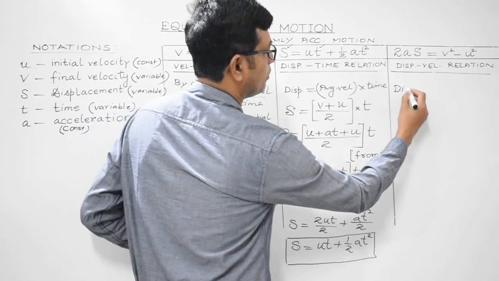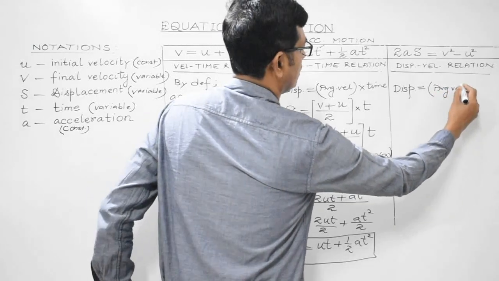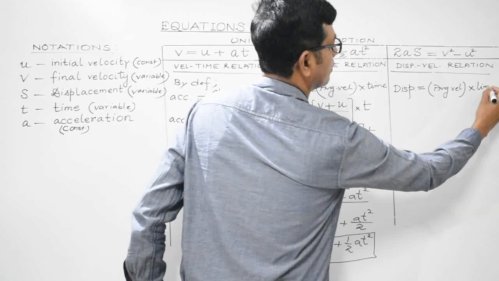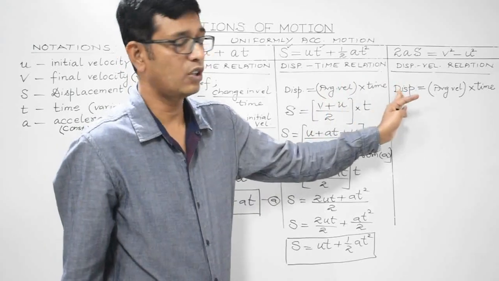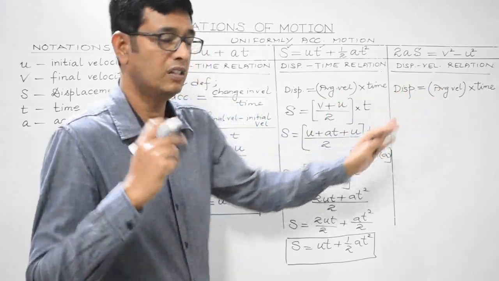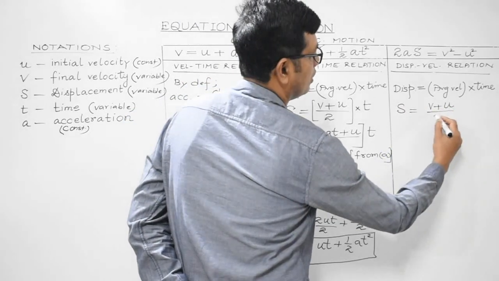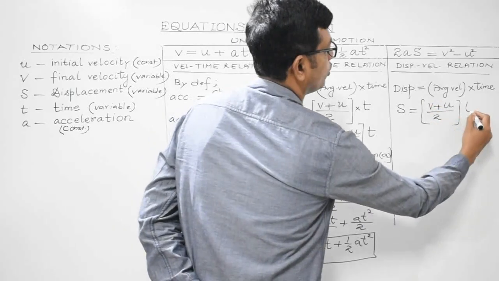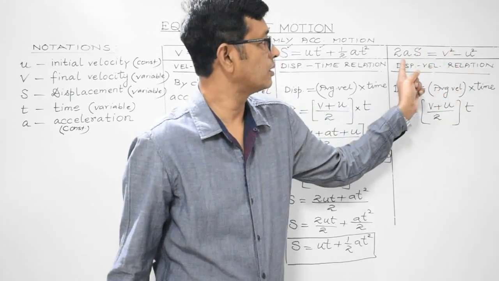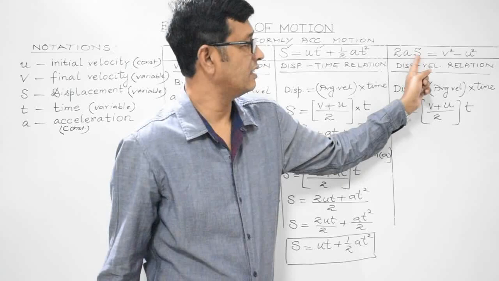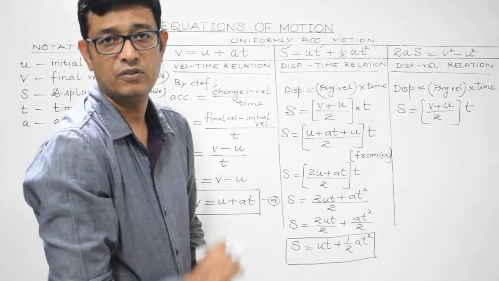The displacement covered by a body may be written as average velocity multiplied by time. As in the previous case we have considered, average velocity is the arithmetic mean of u and v. So what we can write is s is equal to (v plus u) by 2 into t. I have written the same step. Now look, we are supposed to get a relationship between u, v and s. So t needs to get eliminated.